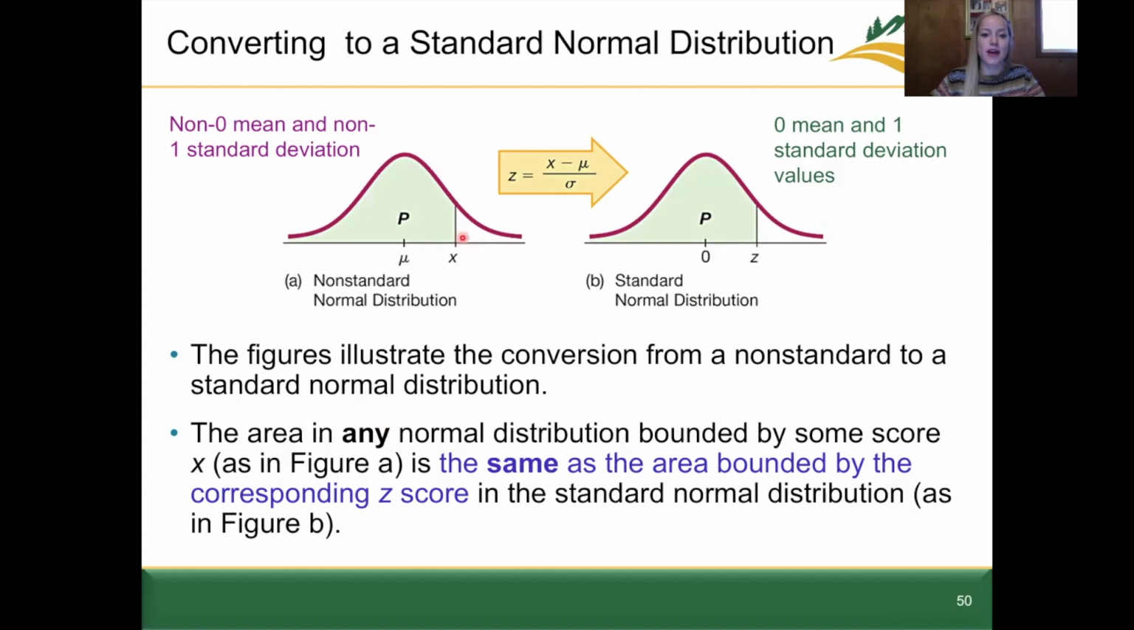For example, where x can be here in this normal distribution. Using this formula for converting an x, a mean, and a standard deviation into a z-score, that's going to end up being the same as this area bounded by the corresponding z-score in a standard normal distribution, where we do have a mean of 0 and a standard deviation value of 1.